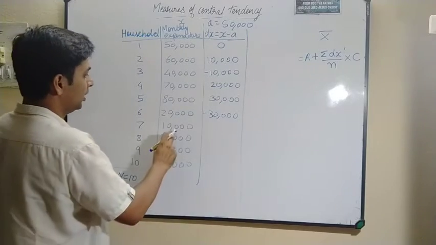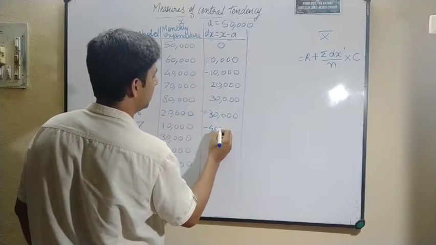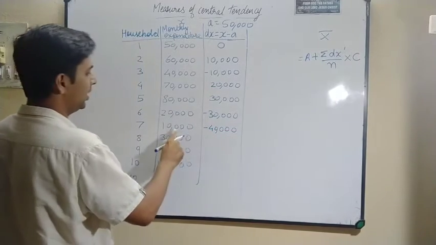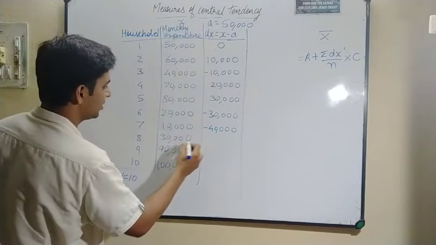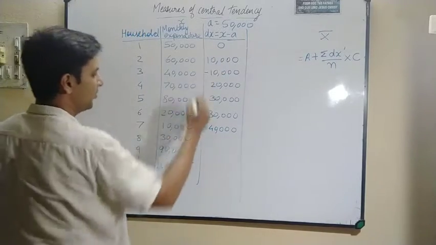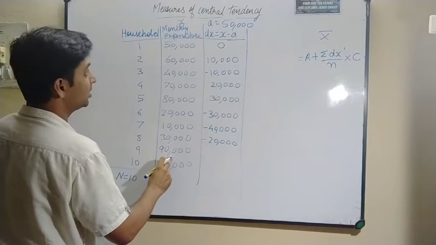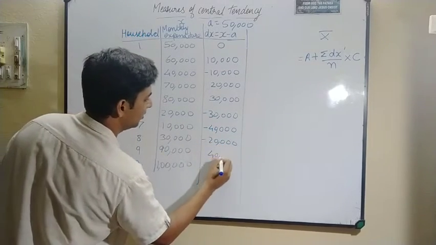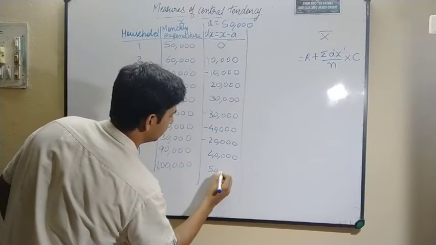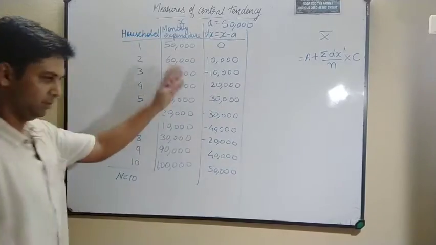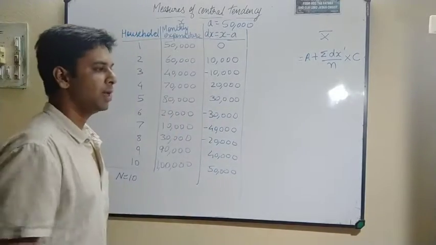Okay, now 10,000 minus 50,000, so it will be minus 40,000. Okay, 10,000 minus 50,000, why 40? Because it is in minus. Now 30,000 minus 50,000 will be minus 20,000. Okay, then again this is a bigger number, so 40,000 we can write. Similarly here we can write 50,000. So here we have the numbers, the deviation from the assumed mean of these x values.